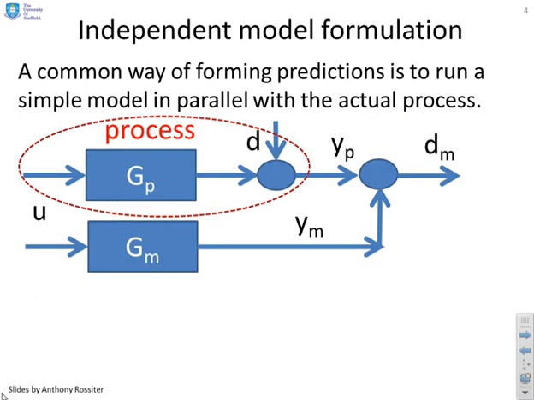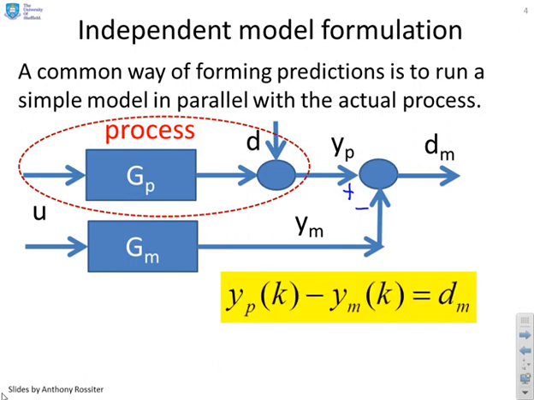Now, the independent model formulation is a way of understanding how you correct for any bias in the predictions, and we've gone through that a number of times in the earlier videos, so we're not going to revisit that here. We've just got the figure so you can see. And what we've said is that the bias term is given by the difference between the current process output and the current model output, and this bias term can be used to correct any predictions based on the model.